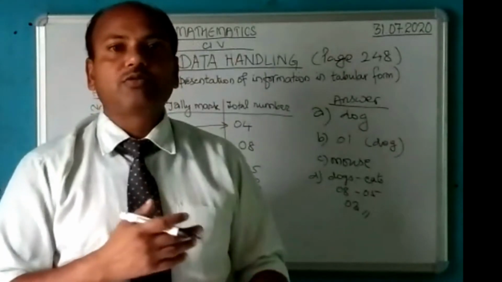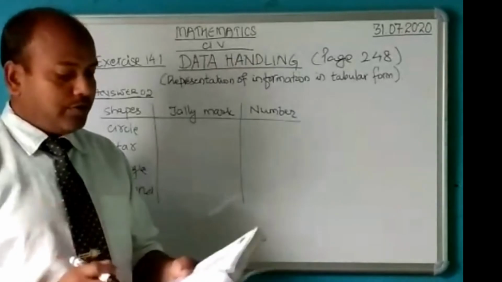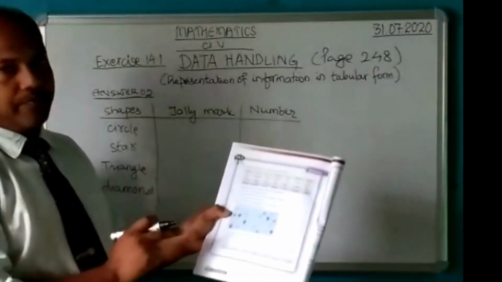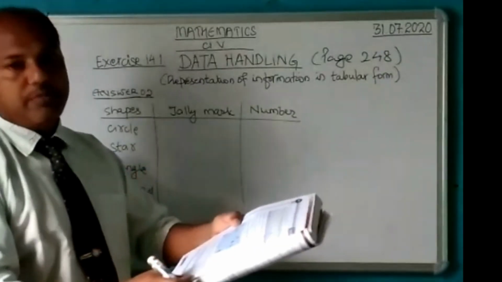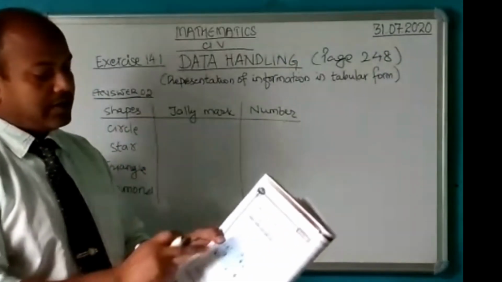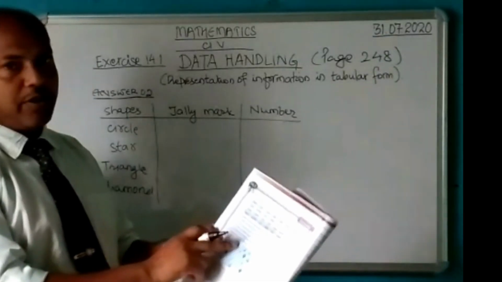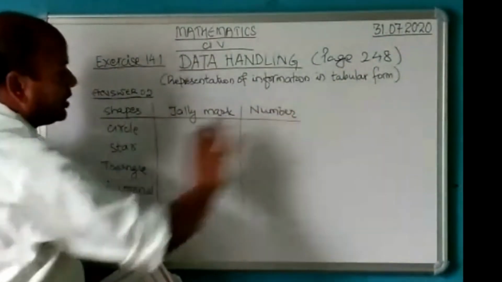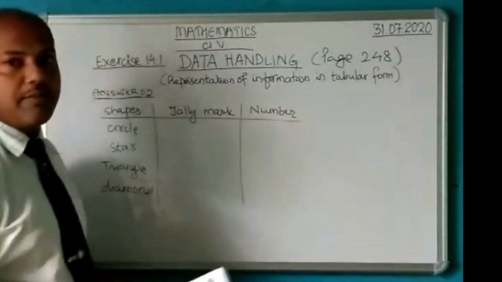So now I am going to do question number 2. Look at this picture. Whenever you are listening to this, books should be ready in your hand for reference. Now look at question number 2. Here, tabulate the given data in the box. That means you have to make only the table. This is the solution to question number 2. This table only you have to make.